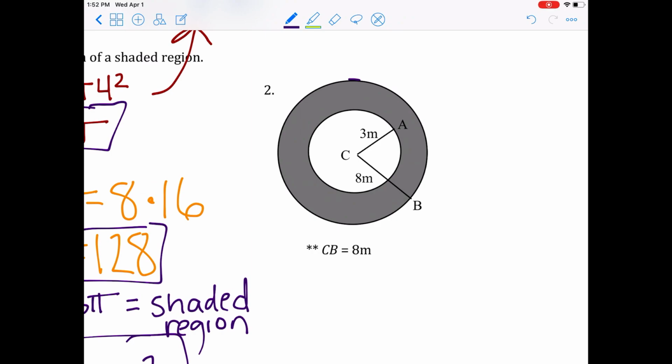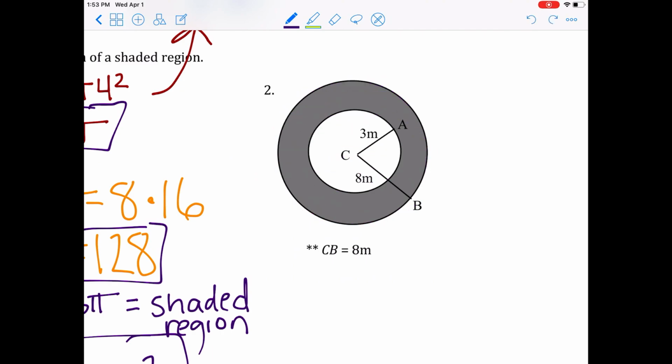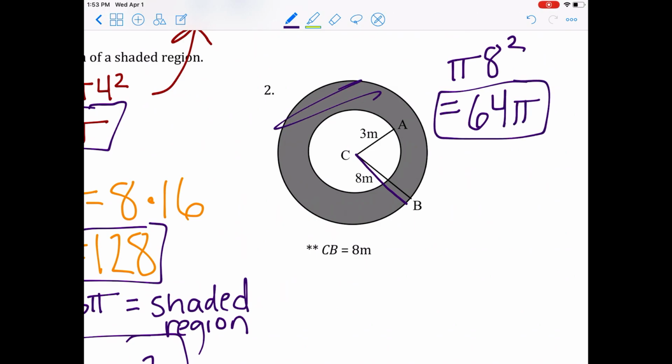So let's just find the area of this entire larger circle. So to do that, we need our radius, which is 8. So we have pi 8 squared. And we're going to switch that over to the exact answer. So 8 squared is 64 pi. So that's the area of the entire circle. So I'll just keep that scribble there to help you visually.